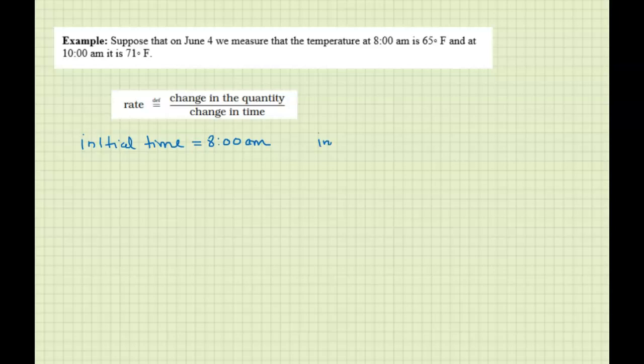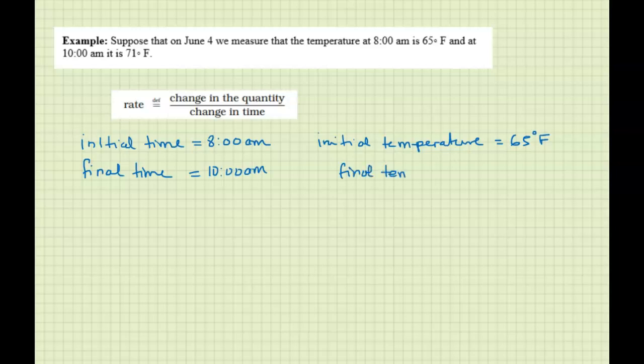And the initial temperature was 65 degrees Fahrenheit. The final time, basically this is the initial and final quantities over the time period we're interested in, was 10 a.m. and the final temperature is 71 degrees Fahrenheit.